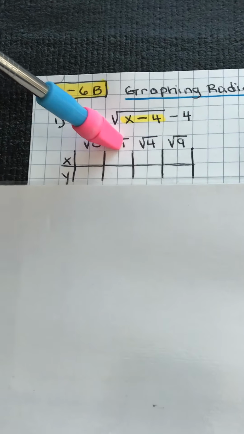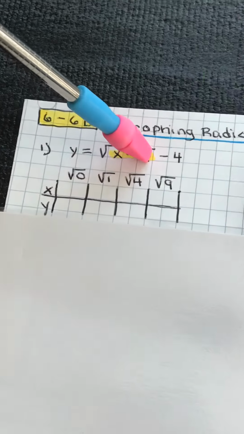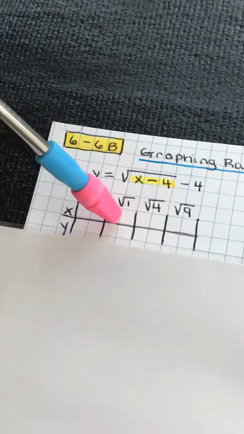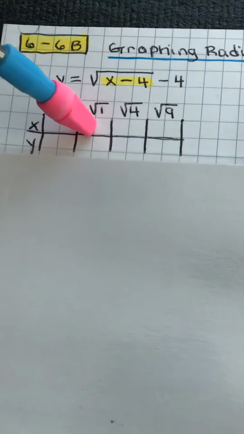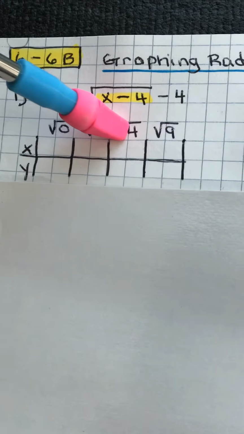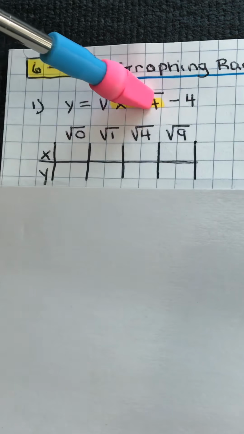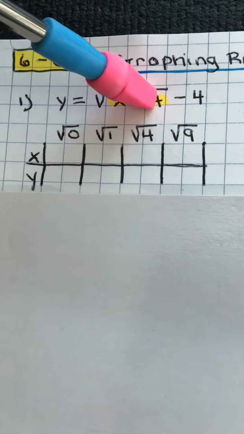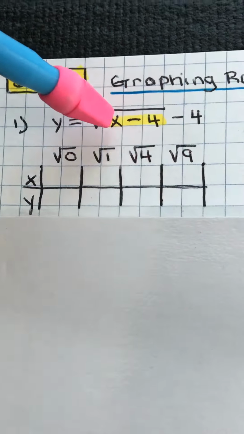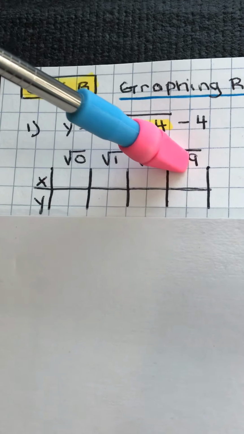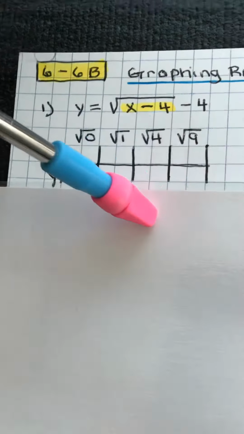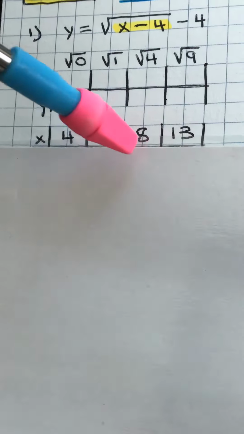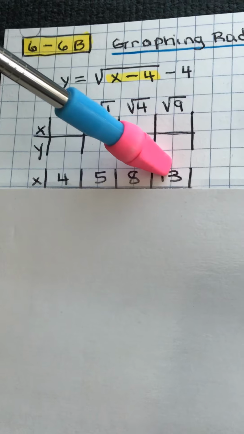So we're going to put a 4 right there. Let's go to square root of 1. What number minus 4 will give me a 1? Well, that would be 5. So I'm going to put a 5 right there. Let's go to square root of 4. What number minus 4 will give me 4? Oh, that's 8. 8 minus 4 is 4. So I'm going to put an 8 right here. Okay, 9. What number minus 4 will give me a 9? Well, that's going to be 13. So here's my table of values. 4, 5, 8, and 13.